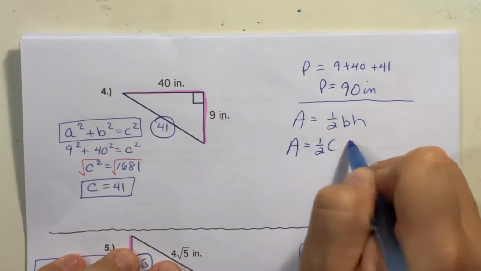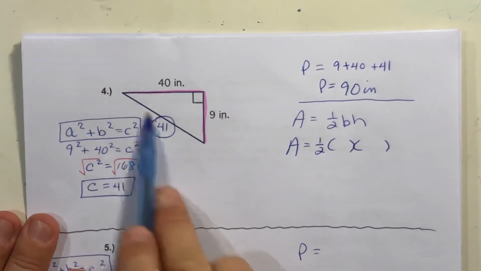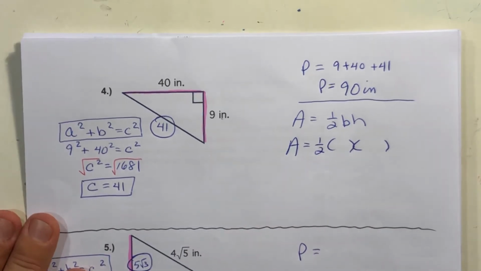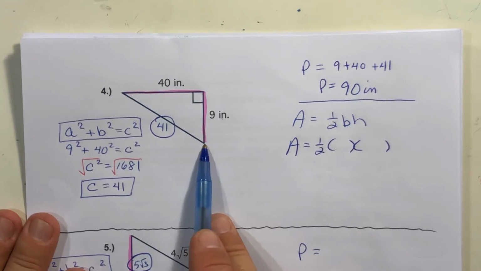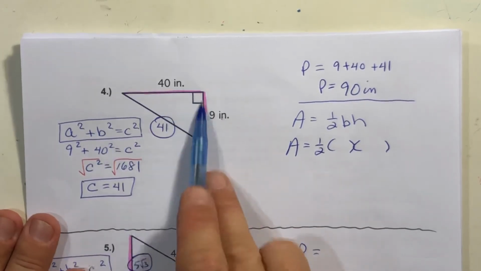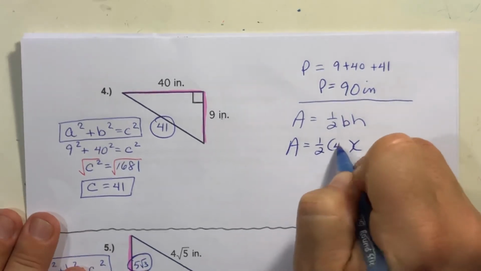The base and height. Now, I'm going to mention this probably each time. I'm never going to use the hypotenuse to find the area of a right triangle. I'm always going to use the legs, because think about it. How do the legs meet? The legs meet perpendicularly, excuse me.